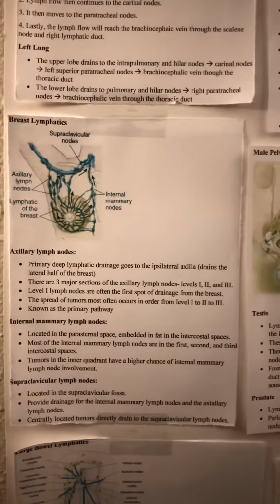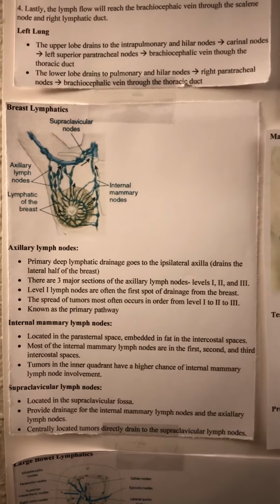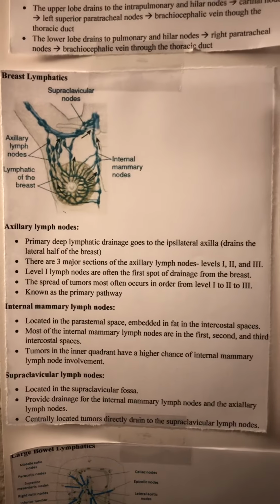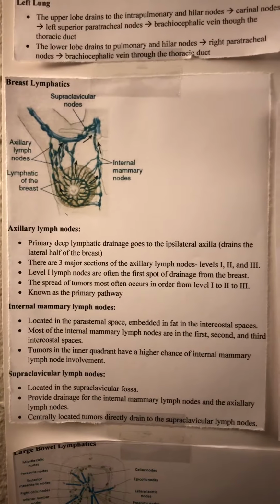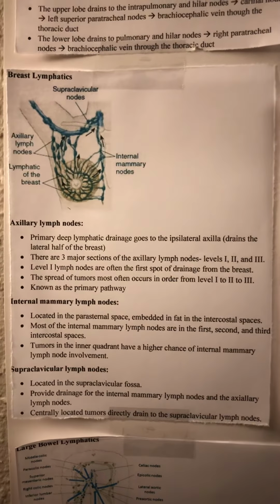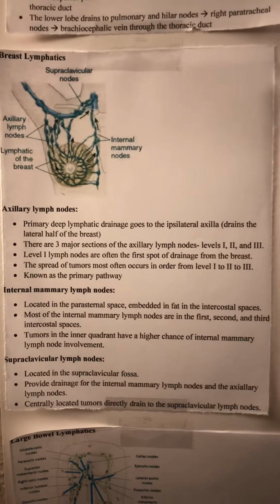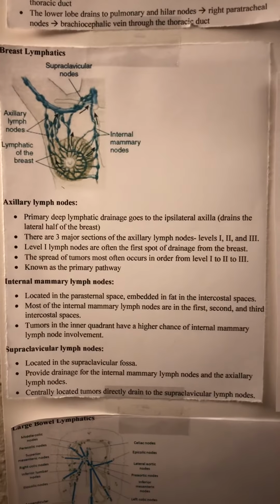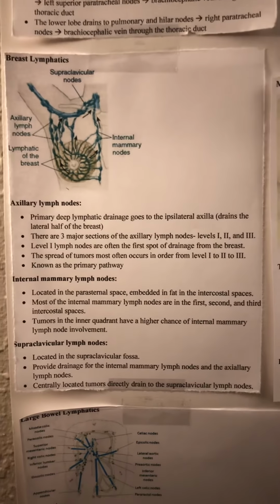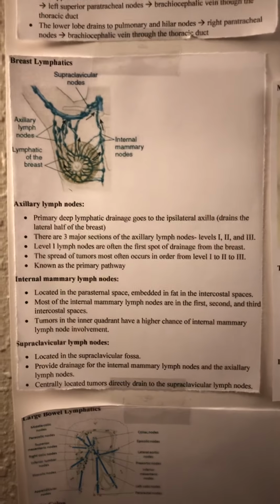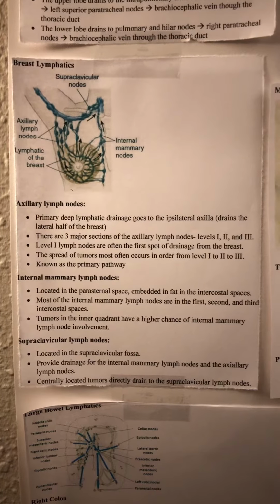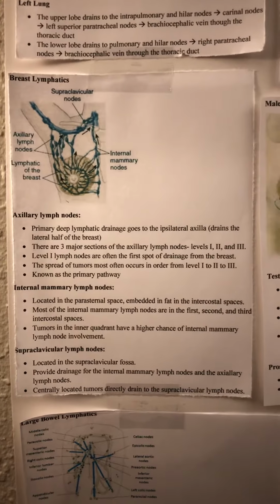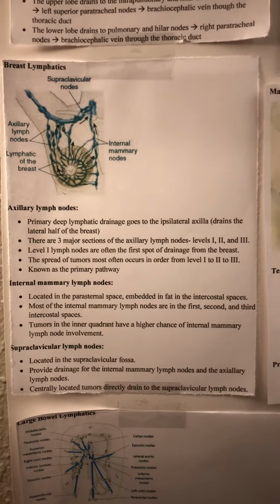Then we'll go to the breast, and I split this one into three main lymph node groups. So first we have the axillary lymph nodes, and this is also known as the primary lymph node group or pathway in the breast. And it's the primary deep lymphatic drainage, and it drains to the ipsilateral axilla. And then there are three major sections of the axillary lymph nodes. We have levels 1, 2, and 3. And level 1 is most often the first spot of drainage from the breast, and then from there it continues in order drainage-wise from level 1 to 2, 3.